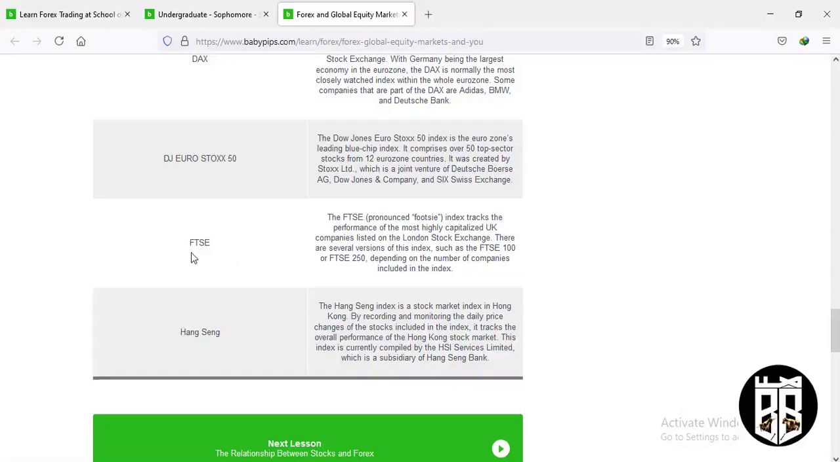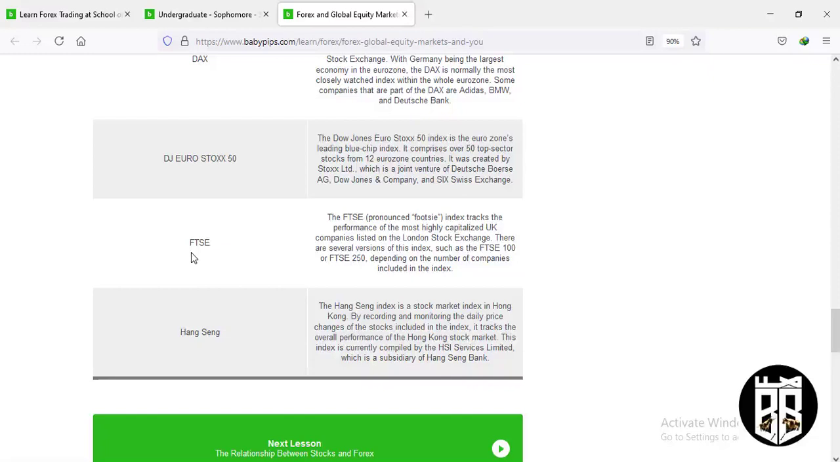Now this FTSE tracks the performance of the most highly capitalized UK companies listed on the London Stock Exchange. There are several versions of the index, such as the FTSE 100 or FTSE 250, depending on the number of companies included in the index.